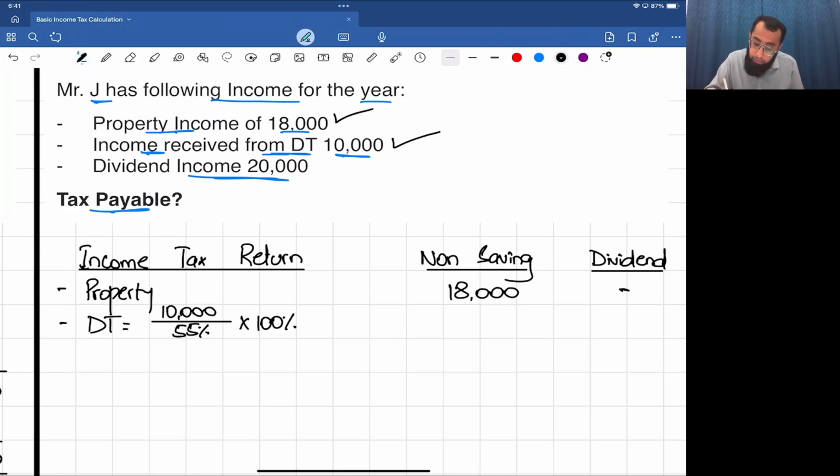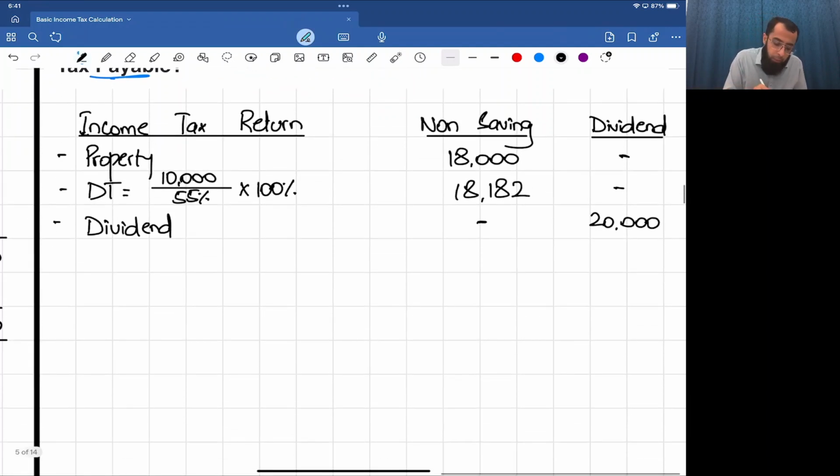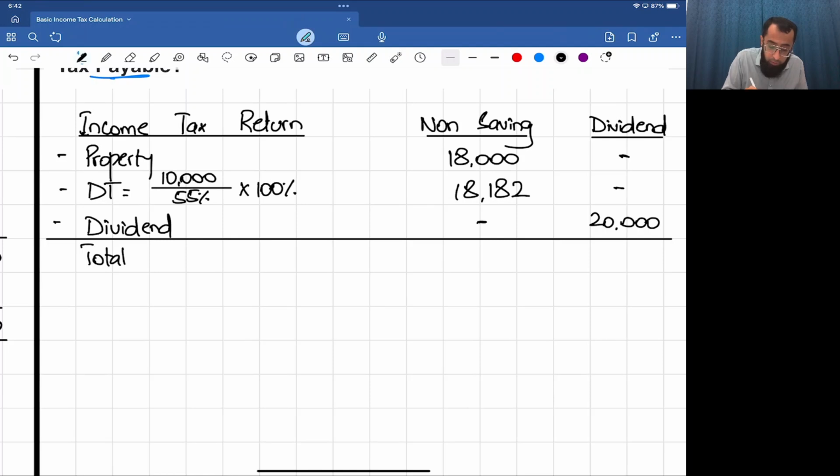So 18182. That goes in non-saving. And then you have the dividend income of 20,000. Here you go. Done. You add up them to arrive at the value of total income. Your total income will be 36,182 and 20,000. Done. You adjust your personal allowance 12570.